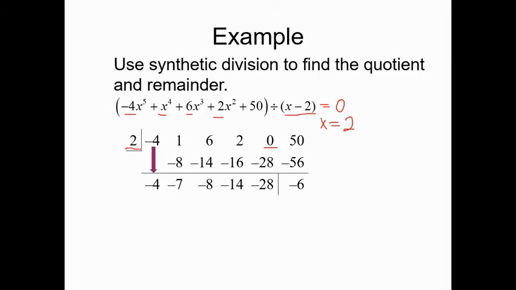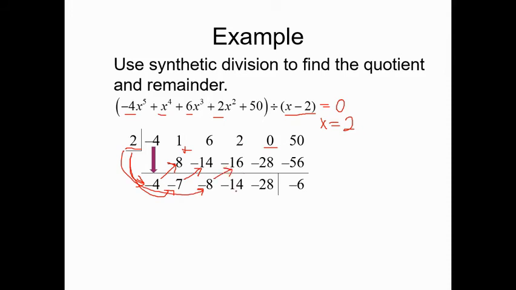All right, we're going to drop the negative 4 down, and once we drop the negative 4 down, then we're off to the races, because we'll take 2, multiply that by negative 4 for negative 8. Then we add these two. Remember, we're always adding these, and we get minus 7. 2 times negative 7 gives us a negative 14. Once we add the 6 to negative 14, we get a negative 8. 2 times negative 8 gives us a negative 16.